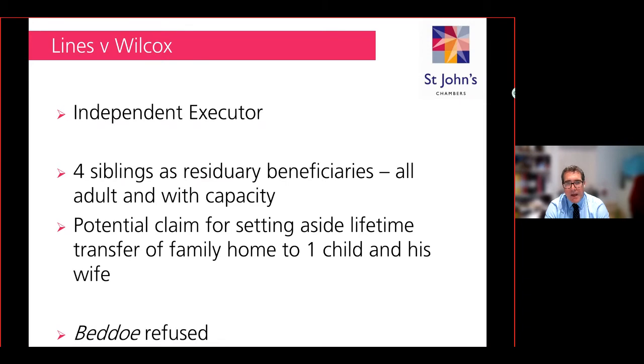Mother left her estate to her four children, all of whom were adult and all of whom had capacity. The main asset in the estate would have been the family home, but that had been transferred to one of the children and his wife for nil consideration some years previously. Now that is, I suspect, the kind of scenario with which we're all relatively familiar and in which ordinarily we would expect beneficiaries to say something should be done about this.